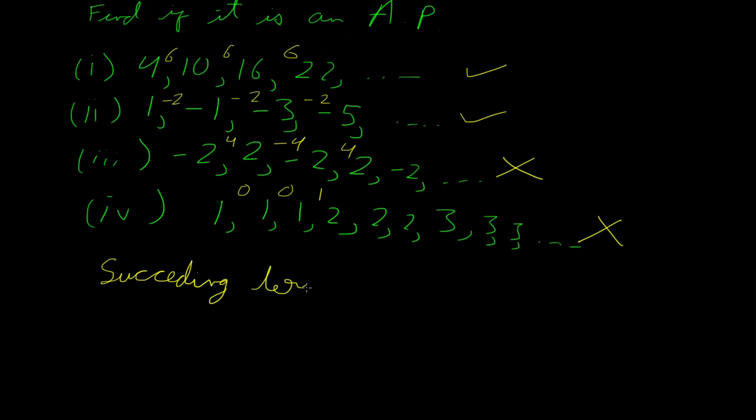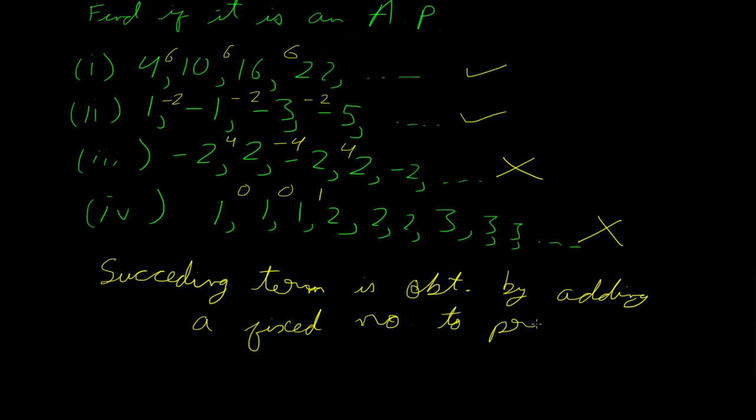So this we should keep in mind: the succeeding term in an AP is always obtained by adding a fixed number to its preceding term. The fixed number can be positive, negative, or 0.